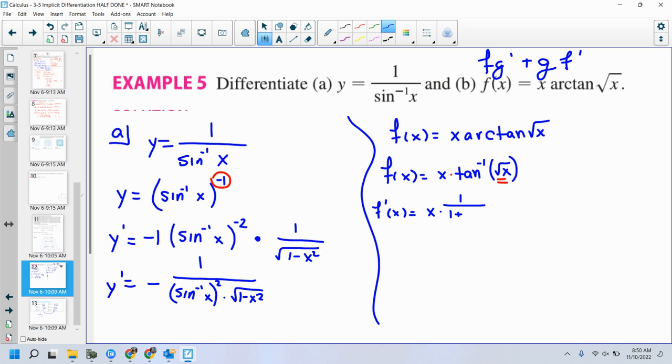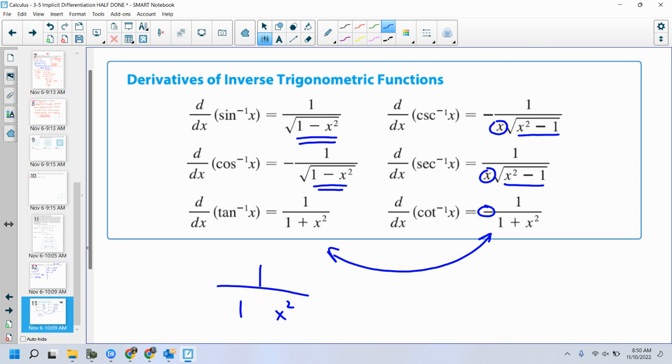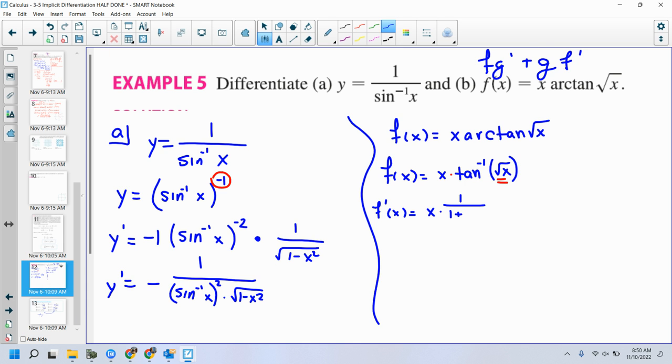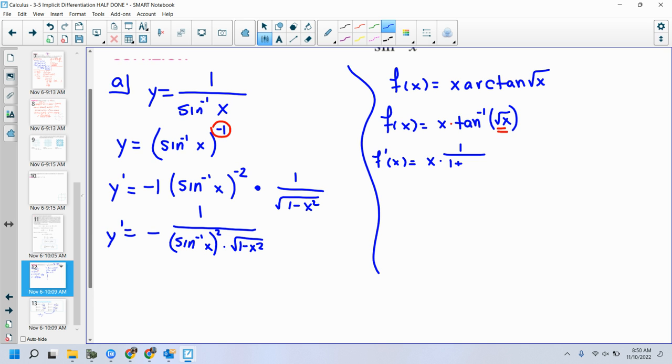Be careful. The rule for inverse tangent was just inverse tangent of x. I've got inverse tangent of the square root of x. So what I actually have to do is say 1 plus the square root of x, squared. You see that? Because my input wasn't just x. My input was the square root of x. So within the derivative of inverse tangent rule, I've got to input what was in my parentheses.